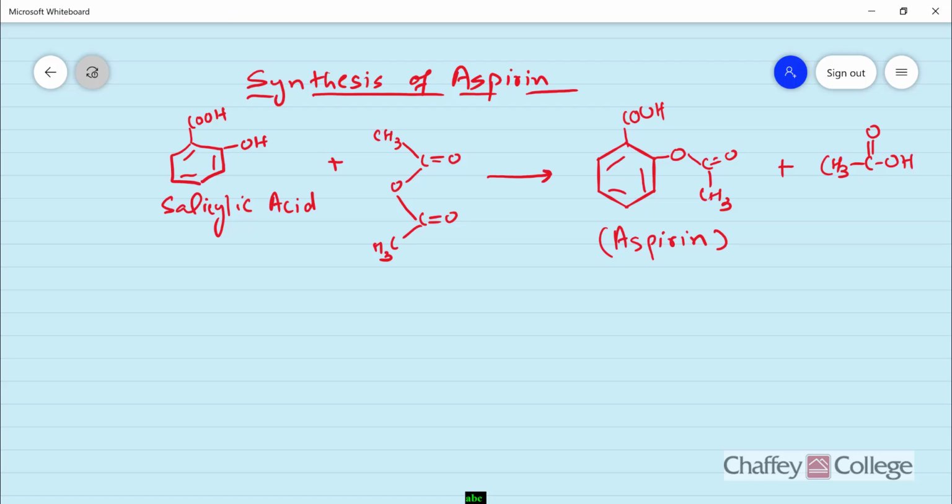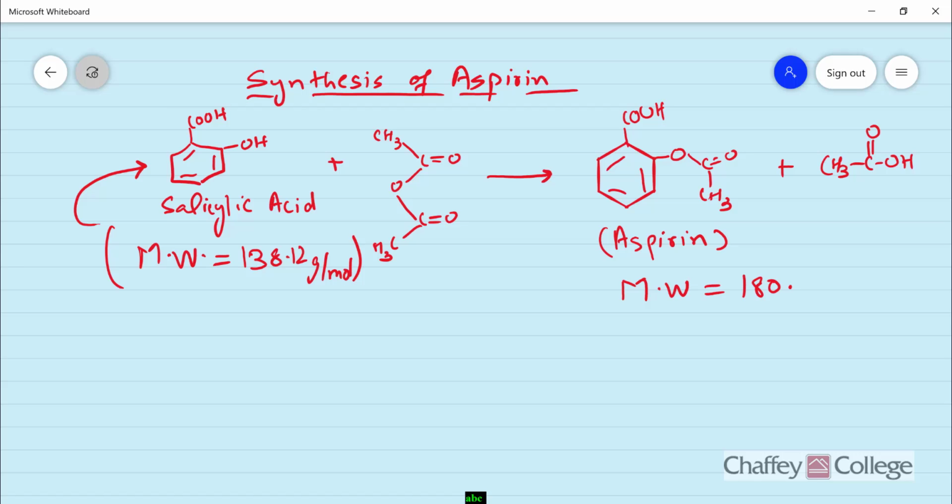If you calculate the molecular mass of salicylic acid, it comes out to be 138.12 grams per mole. This is the molecular mass of salicylic acid. On the other hand, the molar mass of aspirin, or acetylsalicylic acid, is 180.16 grams per mole.